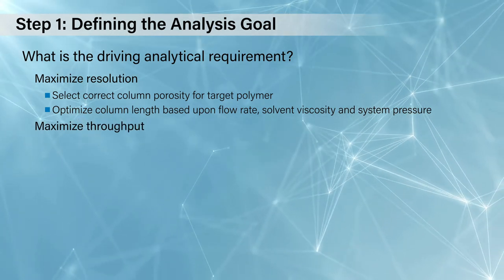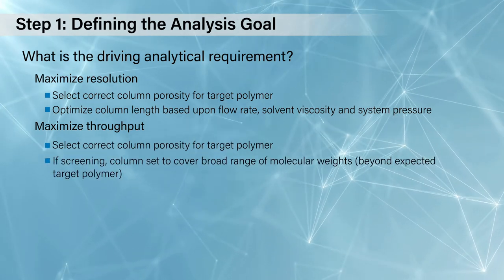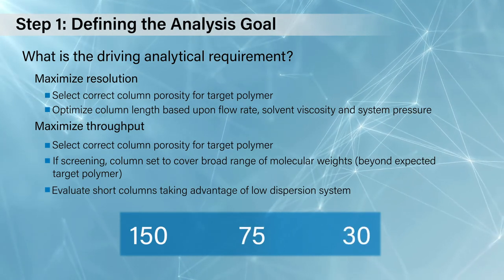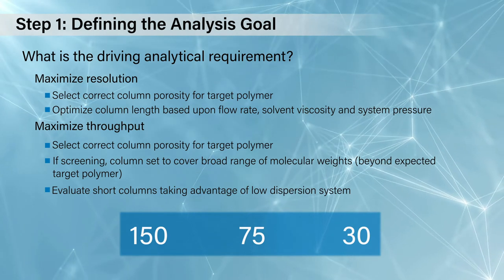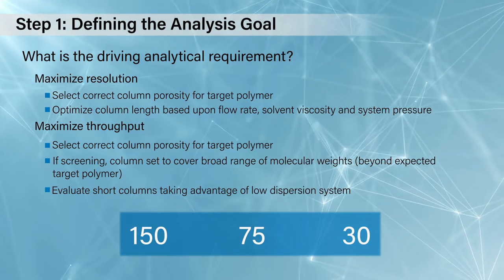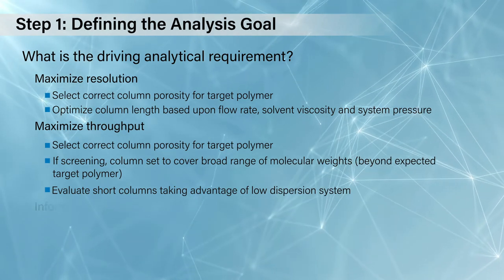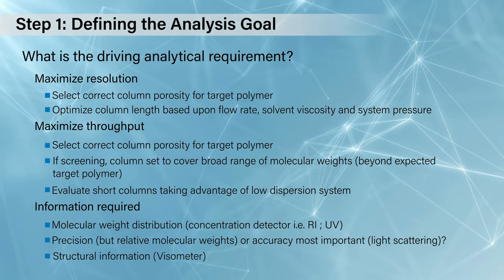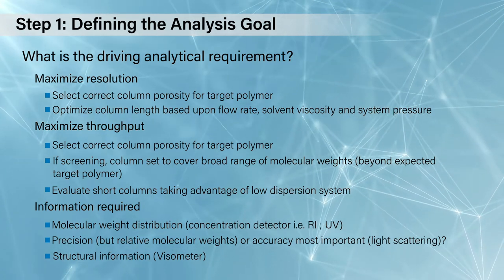We still need to first select the correct porosities, and then we can optimize on the various column lengths available. So we have 150 mil, 75 and 30 mil column lengths available for the APC technology, and this allows for very fast, high throughput, but still high resolution analysis applications. And then of course, what information do you require? Which basically lends itself to what detectors you need to ensure are in your system.